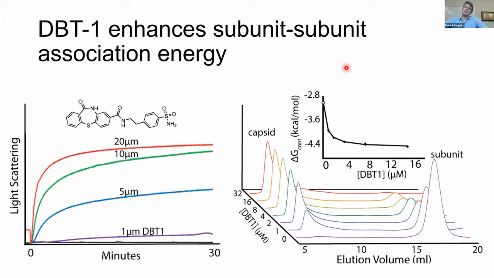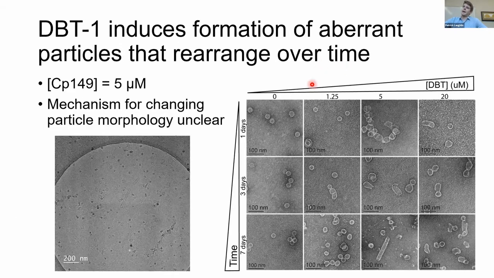We were interested in the effect that DBT1 was having on particle morphology, so I did some transmission electron microscopy. If we look after one day, we see that with no drug, we're forming normal icosahedral capsids. As we add more and more drug, we're disturbing assembly more and more, with particles that are perturbed, some with overgrowths, and some with almost pinched shapes.